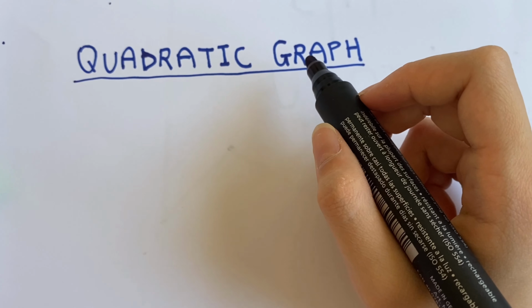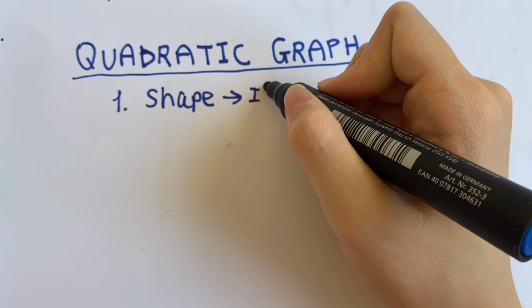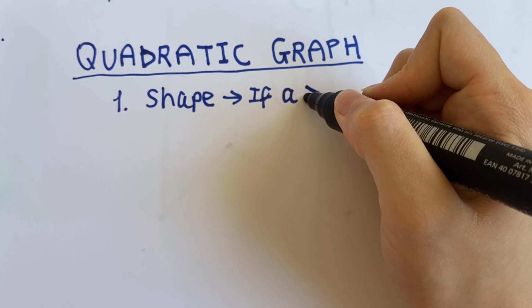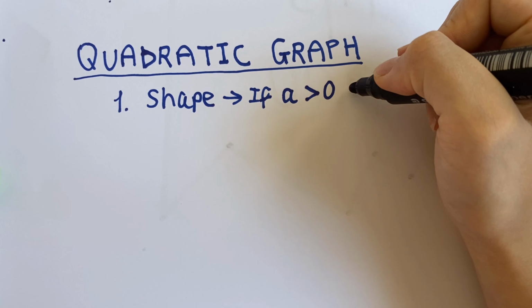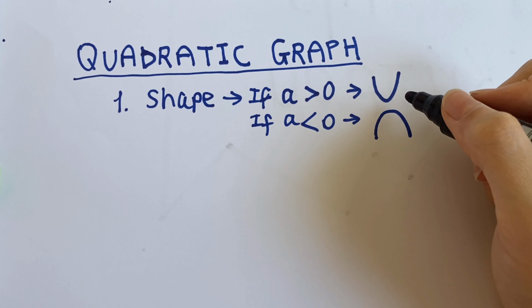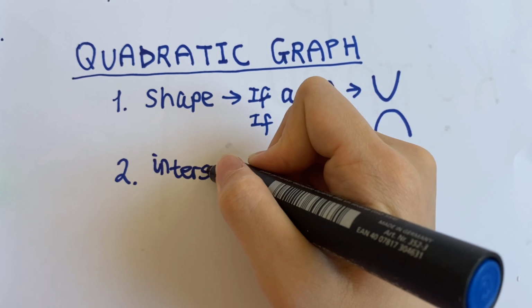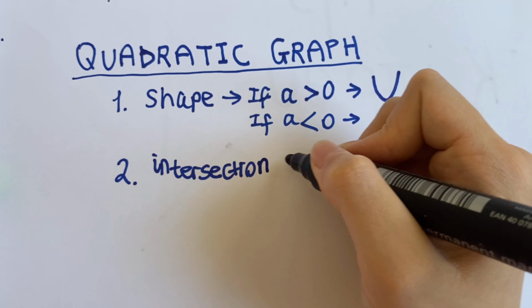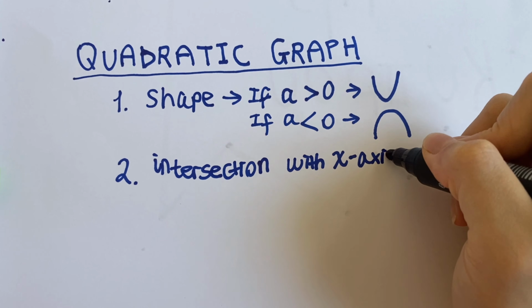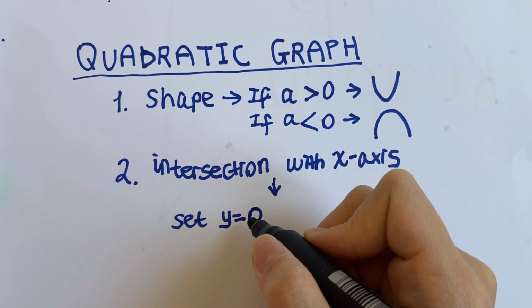First of all, you need to identify its shape. If a is bigger than 0, then it will have a positive parabola, so facing up, and if a is smaller than 0, then the parabola will be negative, facing down, but a cannot be equal to 0. The second thing you need to find is the point of intersection with the x-axis. In order to do that, you need to set y equals to 0.